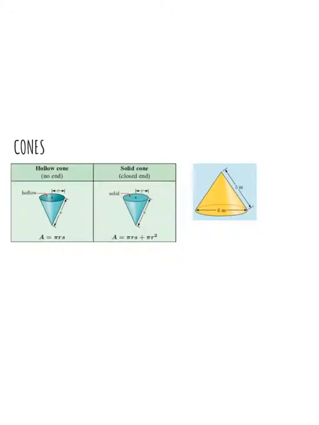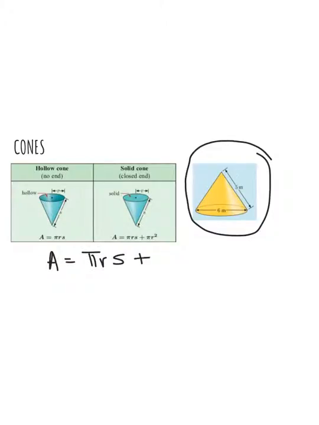So if we've got a question like this, I'm just going to use the formula and always assume it's a solid cone unless it says otherwise. I'm going to calculate the area of this solid cone. So my area is going to be pi r s plus pi r squared.